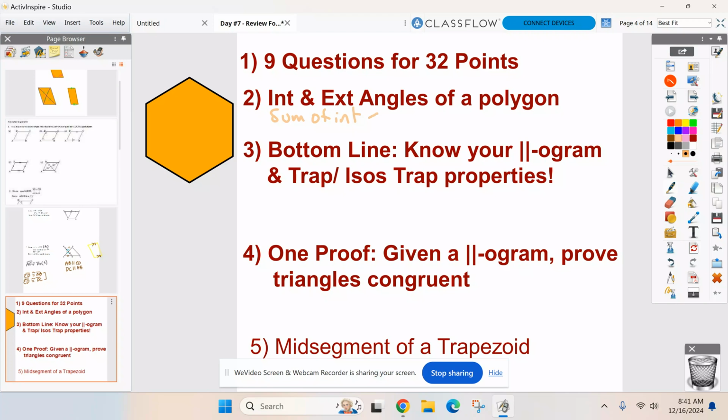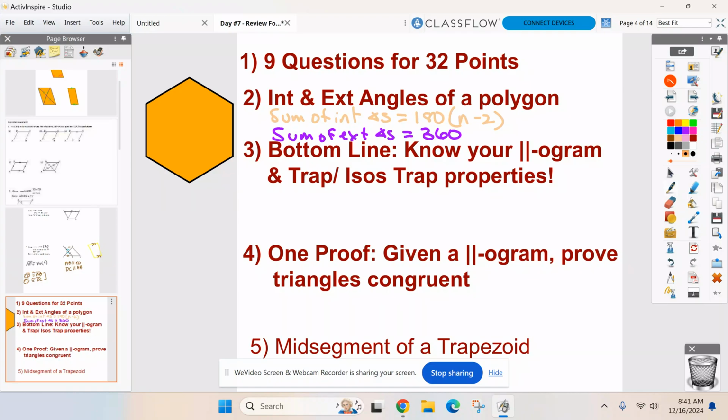I gave you a formula, which was 180 times the number of sides n minus 2. So I take the number of sides, plug it in, subtract 2, and multiply by 180. The sum of the exteriors, I don't have a formula for you because it's always equal to 360.